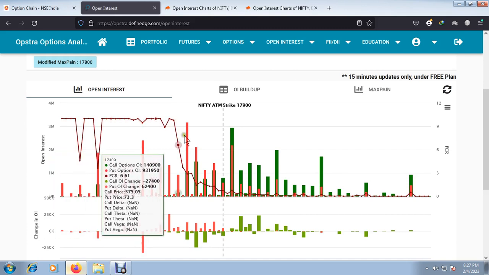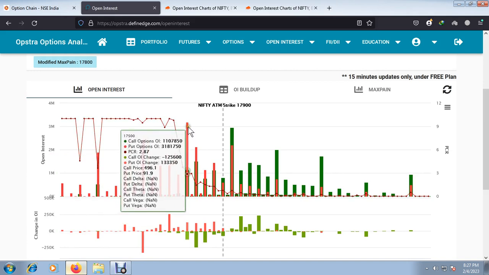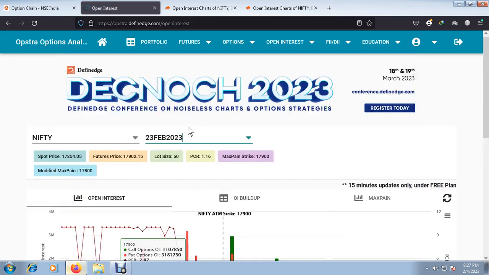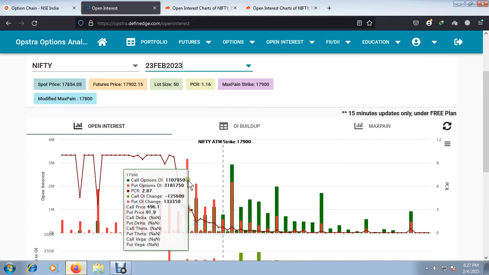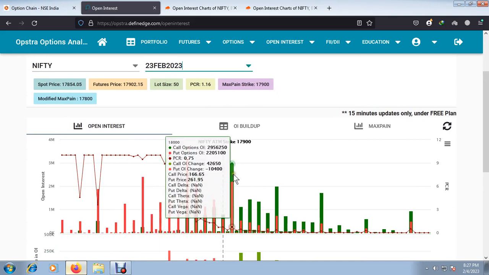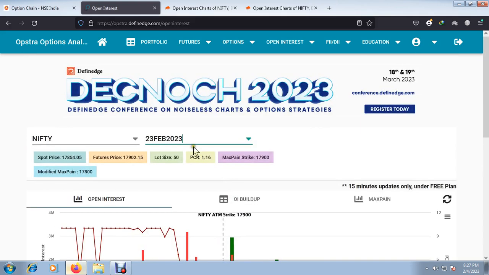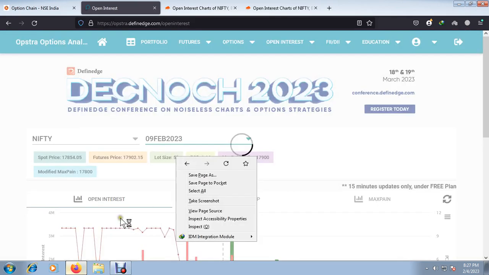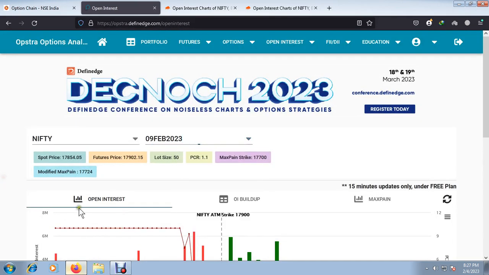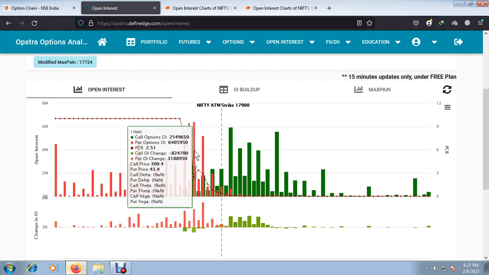And seeing the length of the bars, we can easily tell that 17,500 is the highest support for the Nifty for the monthly chain, and the resistance is 18,000. So 17,500 to 18,000 is the range for Nifty as of now for the monthly, and for the weekly, I've shown you earlier, that is 17,600 to 18,000.